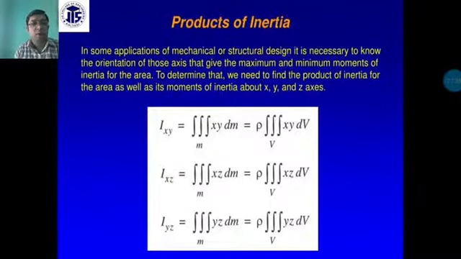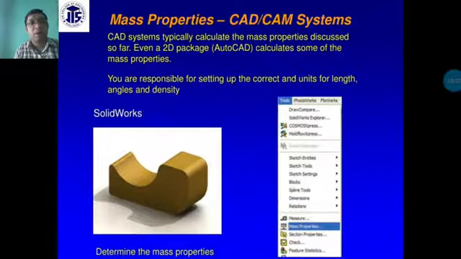As discussed previously, Ixy, Ixz and Iyz are calculated from the mass. For the three axes, Ixy is the triple integral of xy dm, with rho and the volume properties considered. Similarly, Ixz and Iyz are calculated. The mass properties of CAD/CAM systems are covered here, and a simple example is given using SolidWorks.